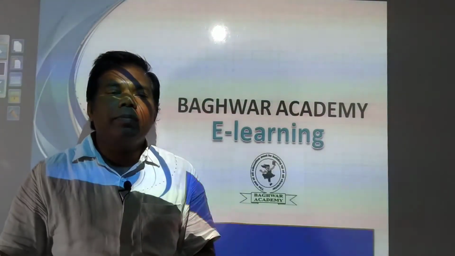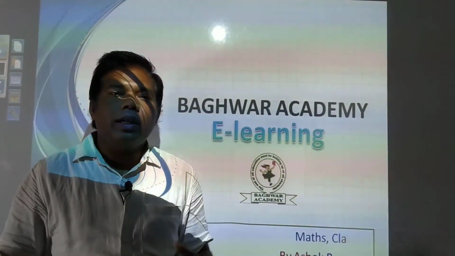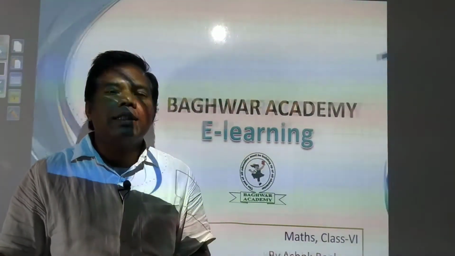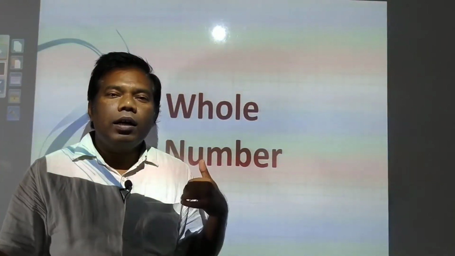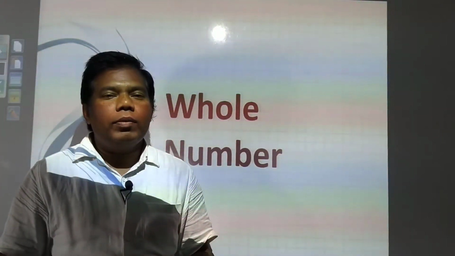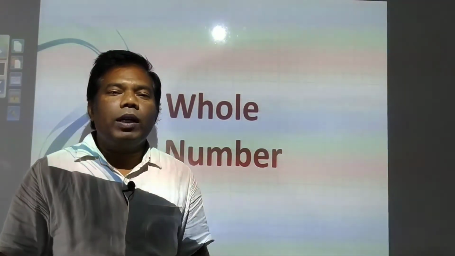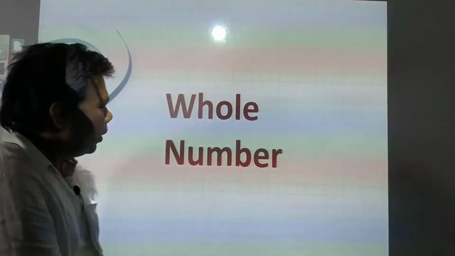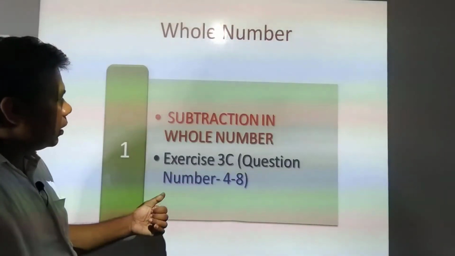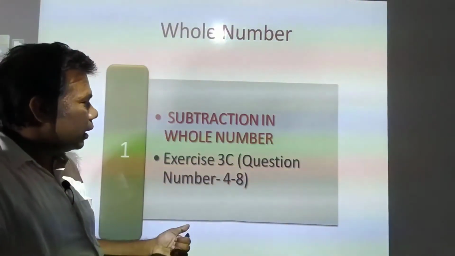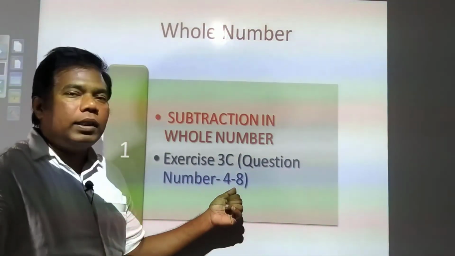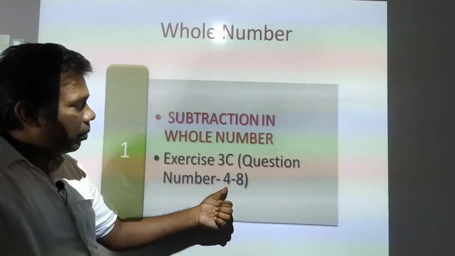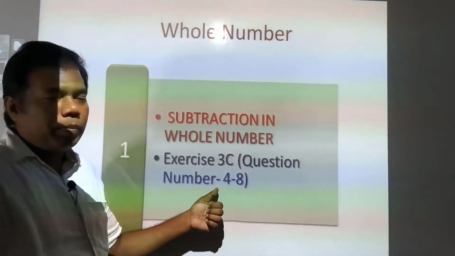As we have been doing whole numbers, in the last class we had seen subtraction in whole numbers, and even seen some examples, as well as started one exercise. A few questions we had already done. Today we will see the remaining questions of exercise 3C, question number 4 to 8, and these are word problems. It was told to complete that. I hope you must have done it also.